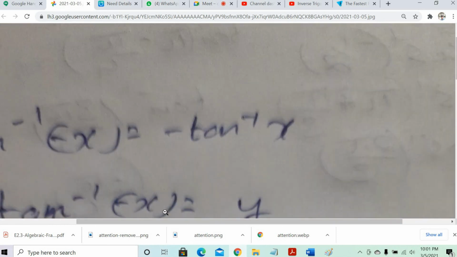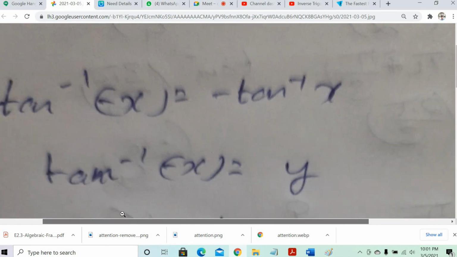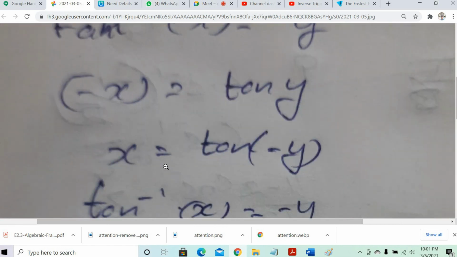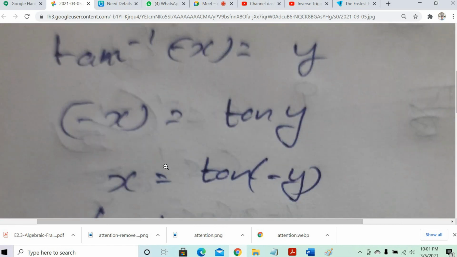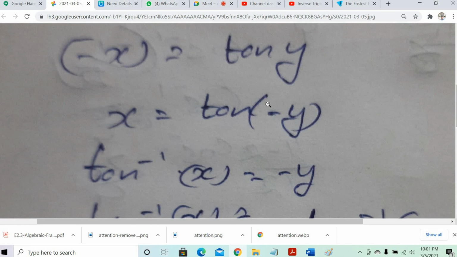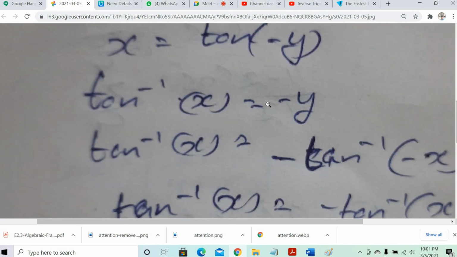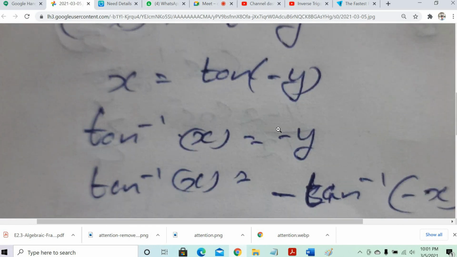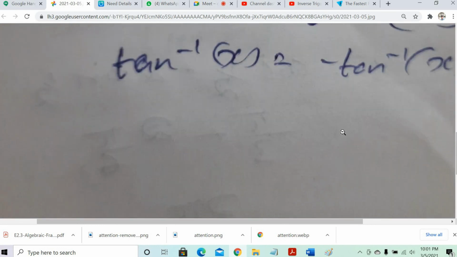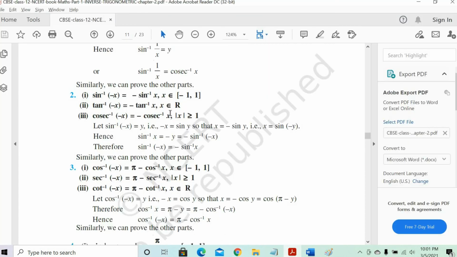So what you did: tan inverse of minus x is equal to y, and then minus x is equal to tan y. Then x is equal to minus tan y, fine. Correct answer. Absolutely correct. You understood this part? Clear?